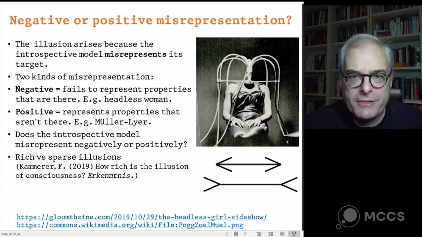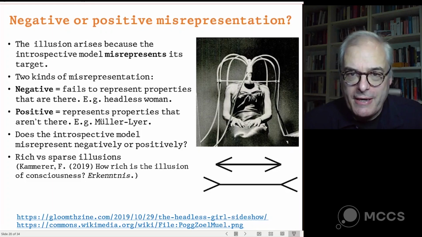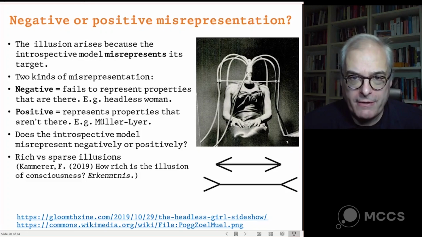This is the topic of a recent paper by François Camara called How Rich is the Illusion of Consciousness? He characterizes the two kinds of illusion as rich and sparse. The rich illusion is one that involves positive misrepresentation, in which introspection positively represents our experiences as having phenomenal properties. The sparse illusion, on the other hand, is one in which introspection negatively misrepresents our experiences, misses out some properties that are there, and so leads us to, in some way, form the judgment that they have phenomenal properties, even though it doesn't positively represent them. It's a very interesting paper, and I recommend it to you.